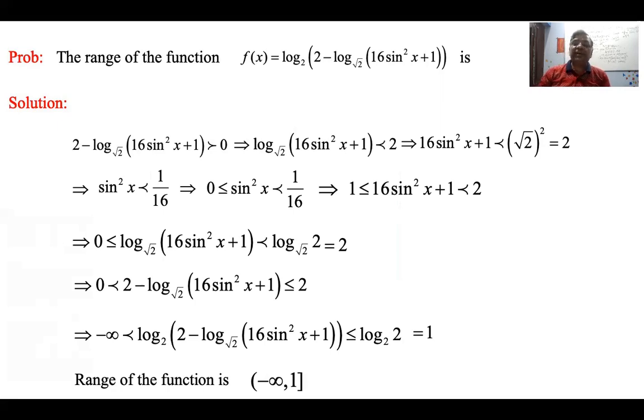Sometimes to get the range of the function, we need to evaluate the domain of the function. So in the process of evaluating the domain, we wanted the condition on sine square x. Sine square x maximum value will be 1, but up to 1 it is not permitted, because the logarithm can be defined only on positive numbers. For that quantity to be positive, sine square x must be less than 1 by 16. By taking that condition, we have evaluated the range of the function. So this is the way it is required.